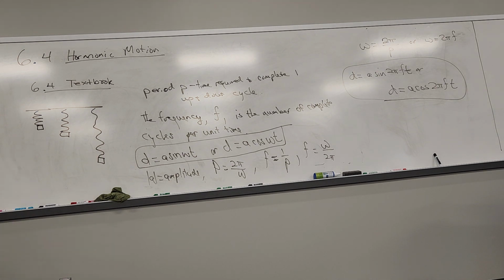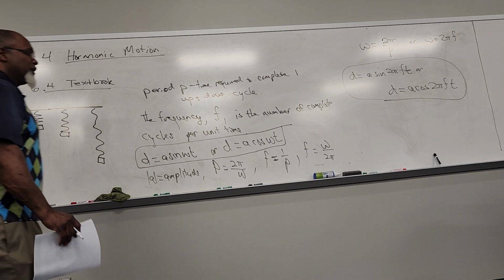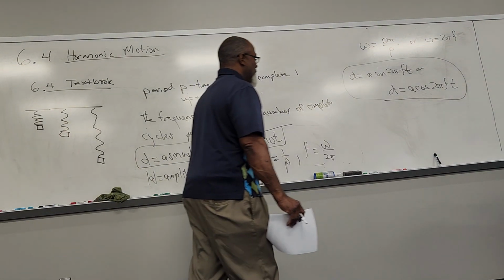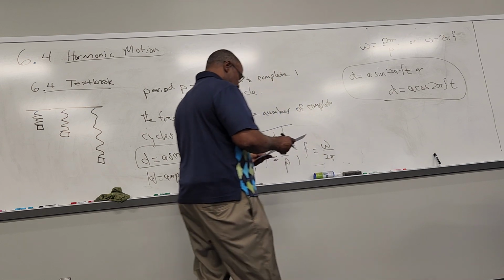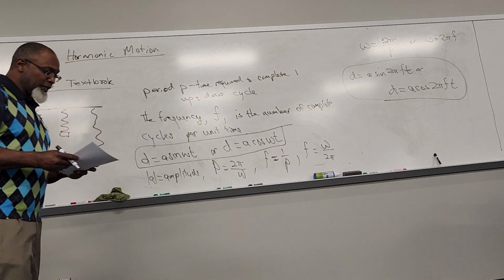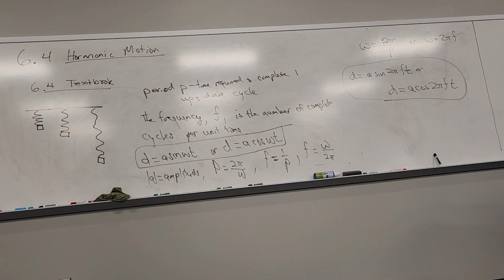Again, A is the amplitude that starts at 0, goes up A units, then back down A units. Positive A, 0, negative A, back to 0. That would be one period. All right. So again, read this information a little bit, get yourself familiar with what these variables mean.